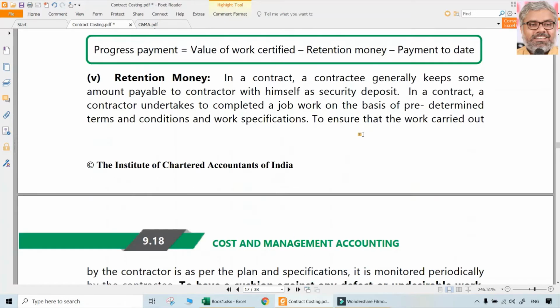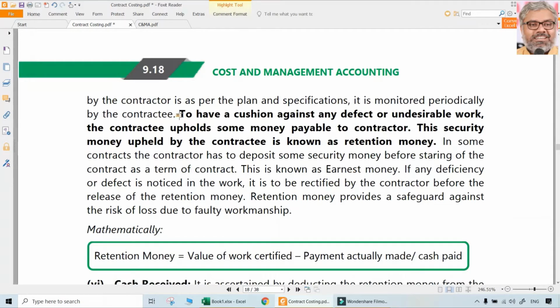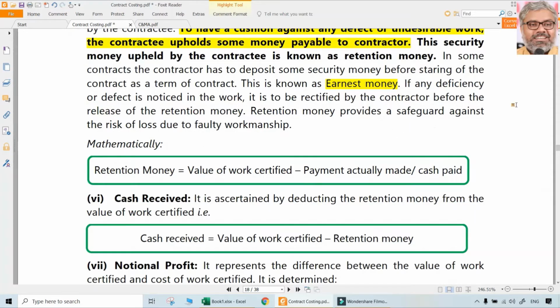Then the question comes, what is this retention money? Retention money usually is kept by the contractees to have a cushion against any defect or undesirable work in future. So some money they will hold, they will not pay fully. Though they certify 80%, they may not pay 80% of the value of the contract. They may retain some money, that is called retention sum or retention money. That's like security money kept with the contractee up to some time. Usually it can also be called earnest money. And in future, if any deficiency or defect is noticed, that has to be rectified by the contractor. Otherwise, retention money will not be released. That is how it practically works.